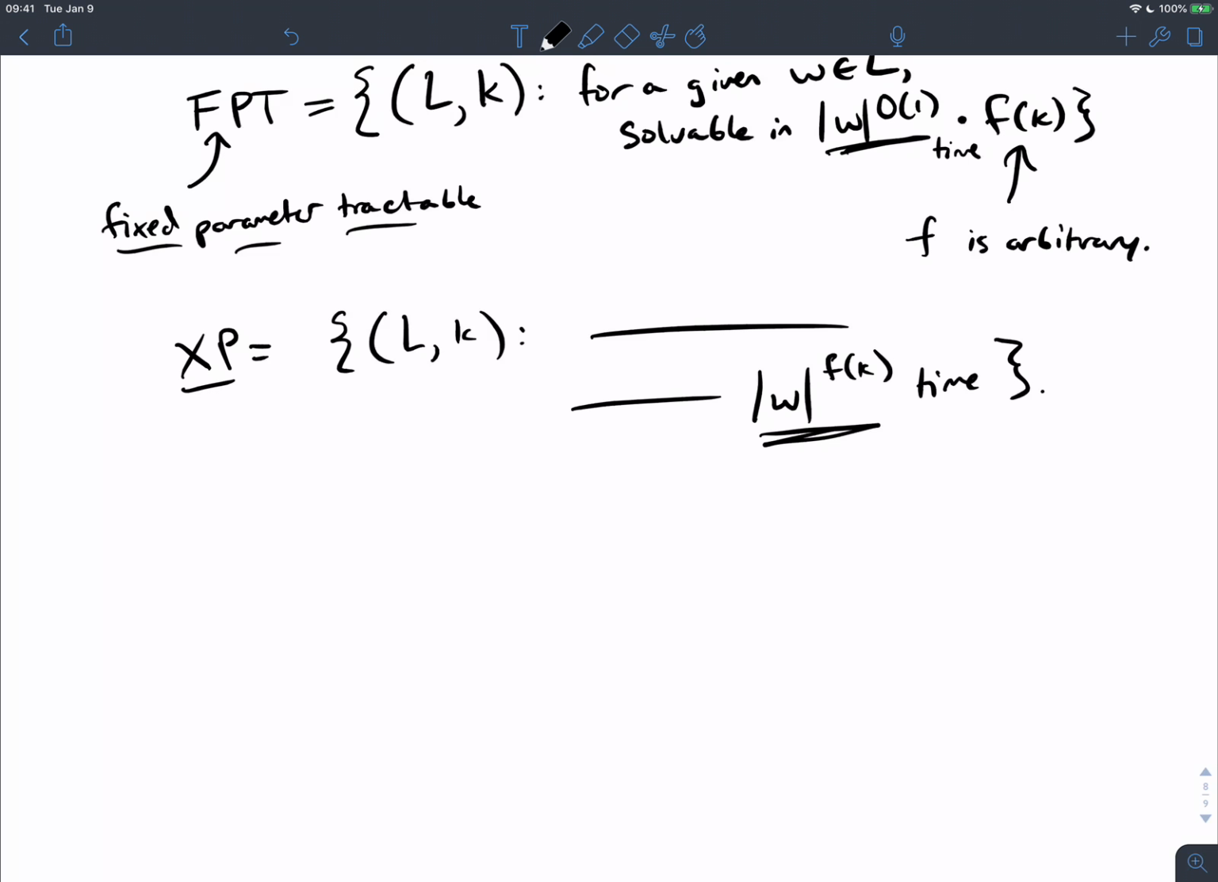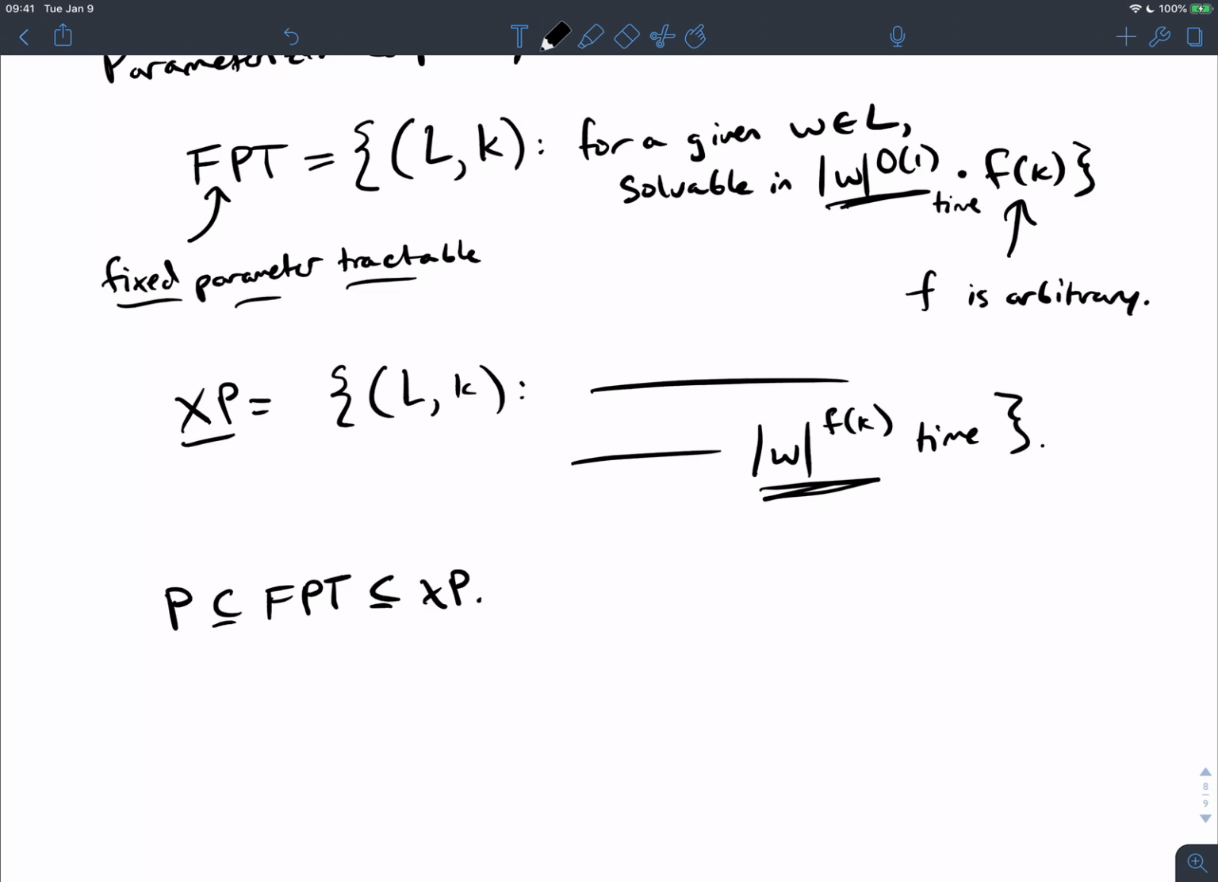Here we can actually say that P is a subset of FPT, which is a subset of XP. The essential reason is that for P, if you just ignore the parameter altogether and just run the algorithm itself, the algorithm runs in polynomial time anyway. Therefore, it's in FPT. The f of k doesn't actually matter here. And I've already argued why FPT is a subset of XP, because XP can have an arbitrary function upstairs, whereas FPT must be a fixed constant there.